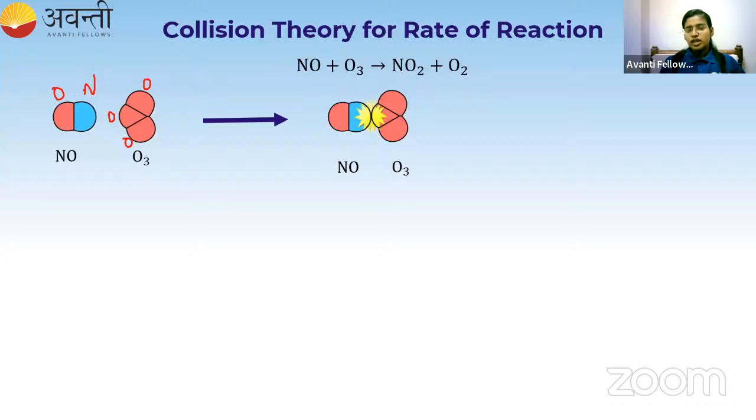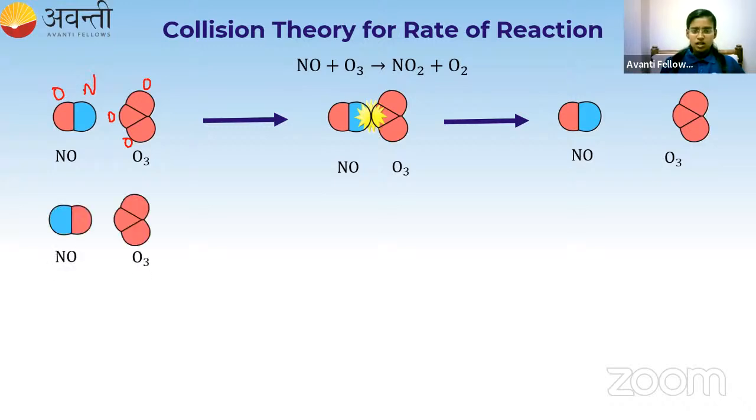They are not oriented properly. So they will lead to NO and O3. No reaction has occurred. We are left with the same reactants NO and O3. They are not going to strike with each other. But if I change the orientation, I'm going to keep N here and O here.